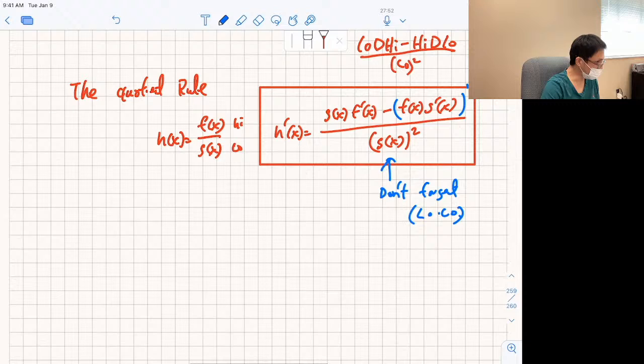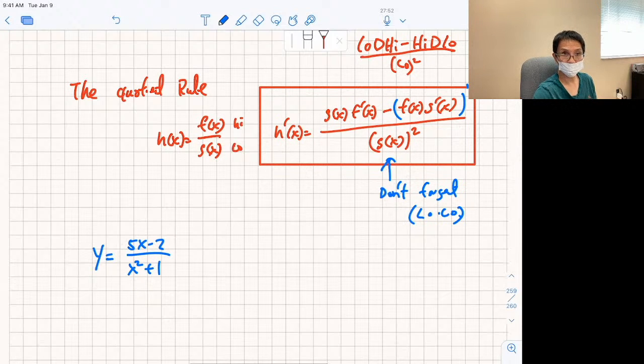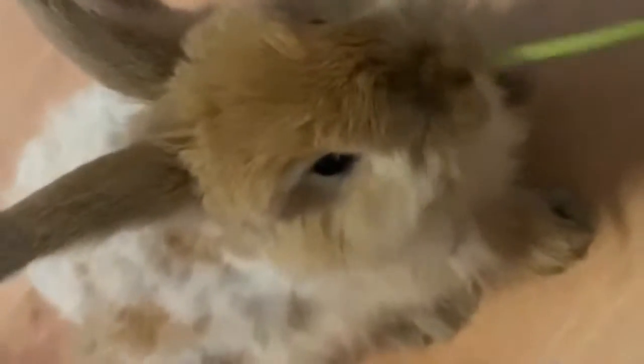So now I'm going to give you a function. Says, hey, I have this function, and that's going to be 5x minus 2 over x squared plus 1. I want you to take a derivative of this one. Remember, it's low d high minus high d low over low low. Now, do not expand the bottom. There's no reason to expand it. Just keep it as x squared plus 1 squared, and you don't have to do any further. I'm going to show you the rabbit again, let you guys think.